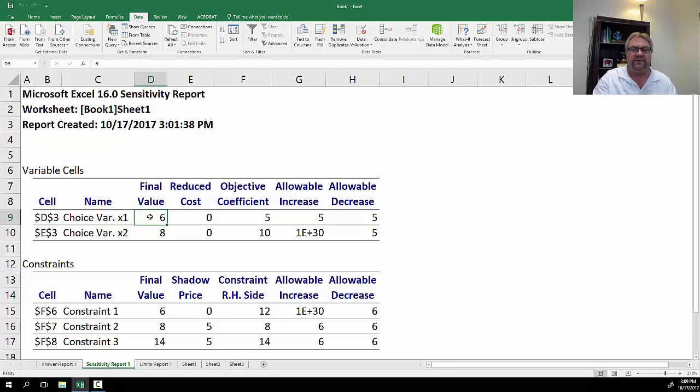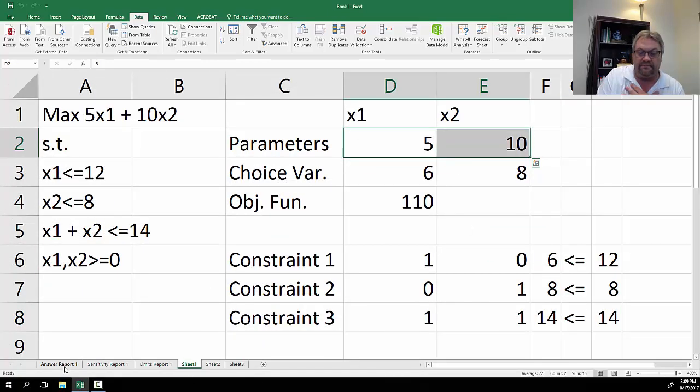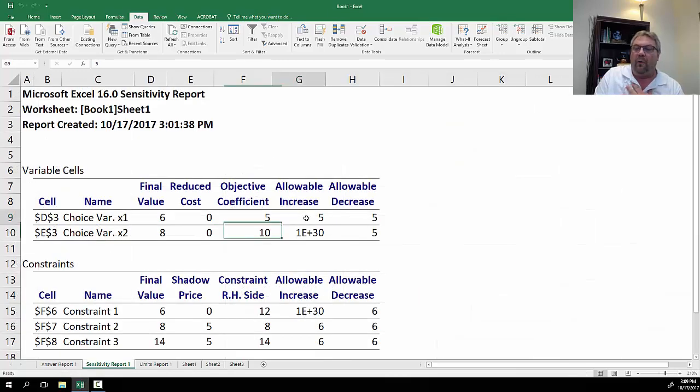I'm still going to produce 6 units of X1, 8 units of X2, and I'm still going to get a profit of 110. Okay. Now, this is the coefficient on X1. This was the profit per unit of X1, $5, and the profit per unit on X2 was 10. I can just go back, and that's these two numbers. Well, what this is telling me is the allowable increase and allowable decrease in this objective.